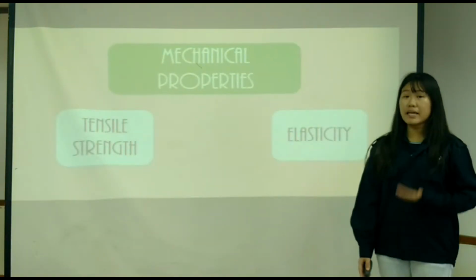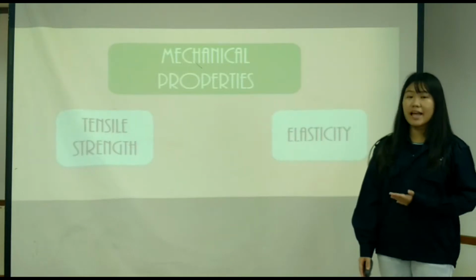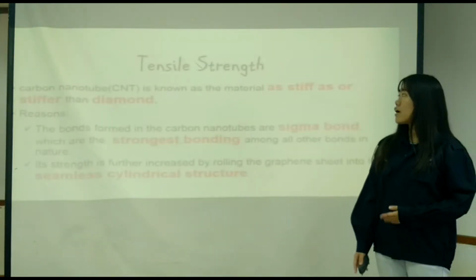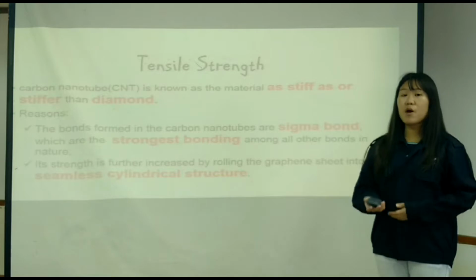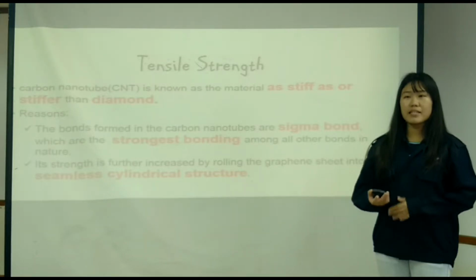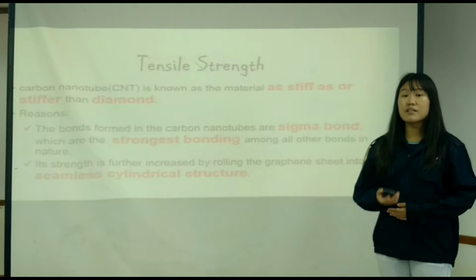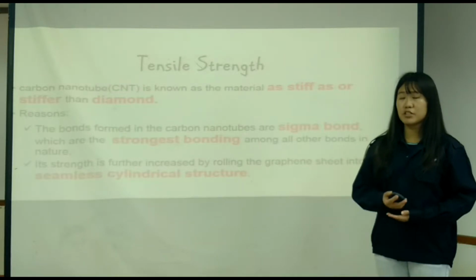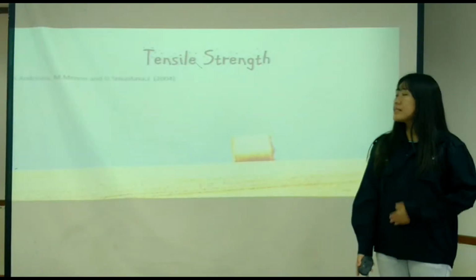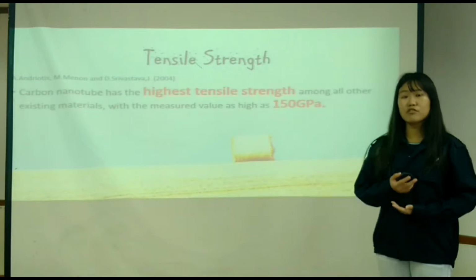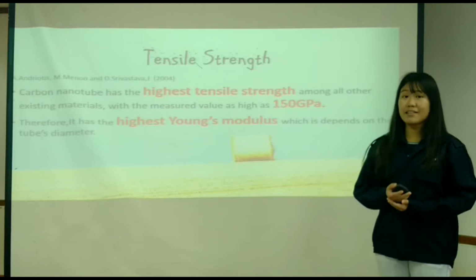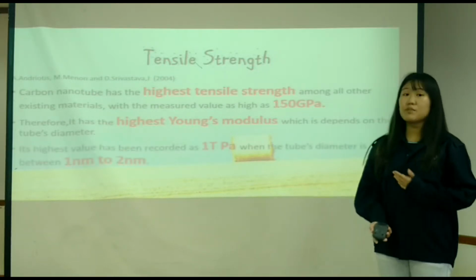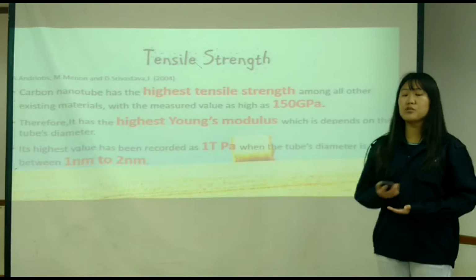There are two types of mechanical properties, which are the tensile strength and the elasticity. The carbon nanotube is known as a material which is as stiff as or even stiffer than diamond. This is because the bond that forms inside it is the sigma bond, and the strength is further increased by the cylindrical structure. The carbon nanotube has the highest tensile strength as well as the highest Young's modulus among all other existing materials, and it has been recorded that the highest value has reached 1 terapascal.